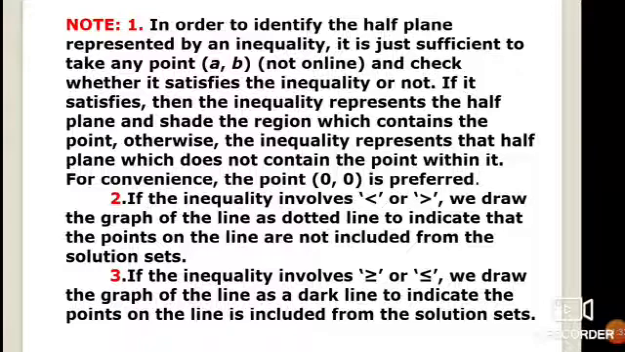If the inequality involves less than or greater than, we draw the graph of the line as a dotted line to indicate that the points on the line are not included in the solution set. Now, when an inequality has the sign less than or greater than, you have to draw a dotted line when drawing the graph. If the inequality involves less than or equal to, or greater than or equal to, we draw the graph of the line as a dark line to indicate the points on the line are included in the solution set.